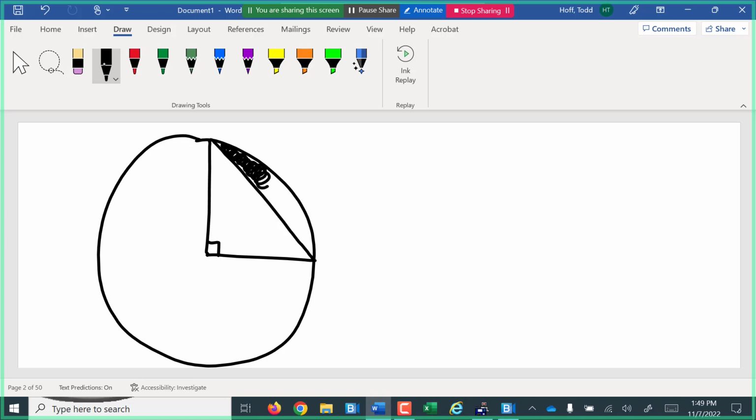And I'm going to have you try this on your own. So if this is a radius of 8 feet, find the area of this segment out here. I'll give you about 2 minutes and then we'll go over that.